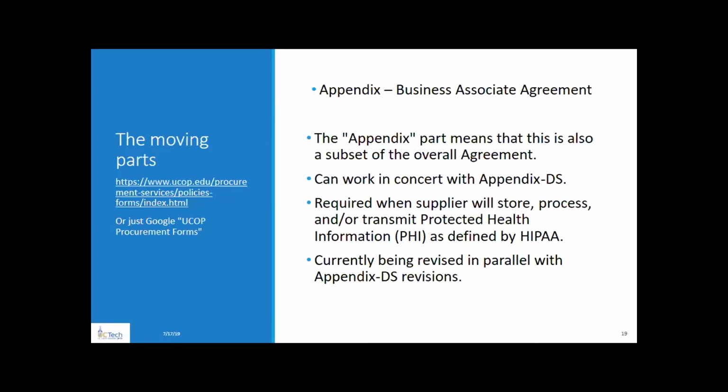But BAA has to come into play additionally when there's PHI that's being stored, processed, or transmitted by the supplier, right? So personal health information. So not just other sensitive data, which would trigger DS, but specifically PHI. And again, that one is going to come out with a new version in parallel with our release.